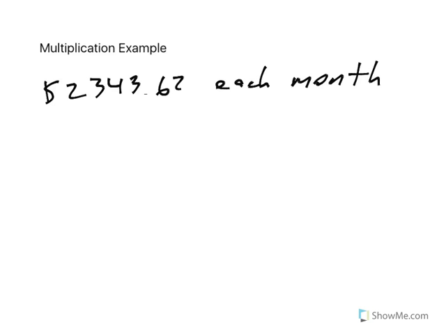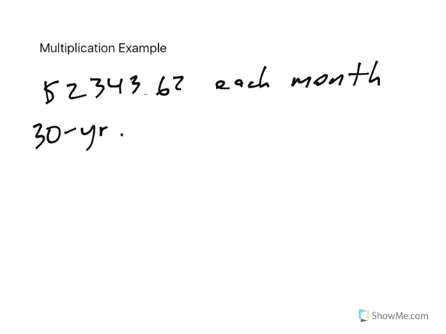So here's the first example. You've got a $2,343.62 mortgage payment each month for 30 years. It's a 30-year loan. And you're trying to figure out, how much will I pay over the life of this loan?